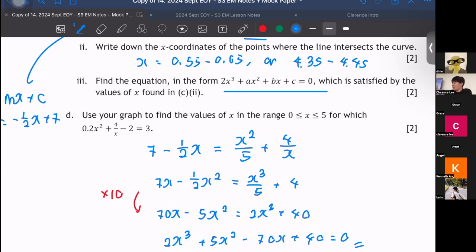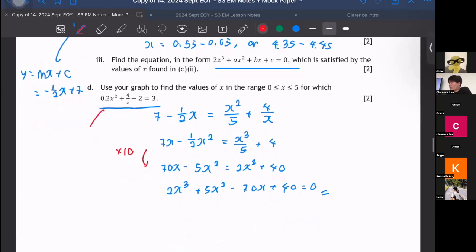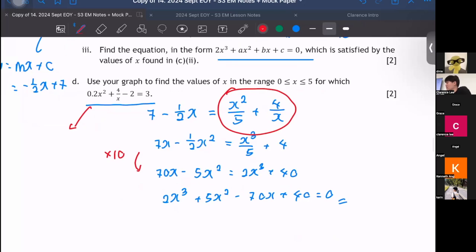The difficult one is part D, whereby they want you to solve an equation using your graph, and they throw you a random equation like this. So whenever you see something like this, they phrase it in two ways. Either you can find it straight away, or they want you to draw a line. So the idea here is very simple. Whatever equation they give you, you must make one side to look like the curve, which is this. So you have to have one side looking like x squared over 5 plus 4 over x. In this case, you have x squared over 5 plus 4 over x minus 2 equals to 3. So you only want this portion. So you bring this over, and you will get x squared over 5 plus 4 over x equals to 5.